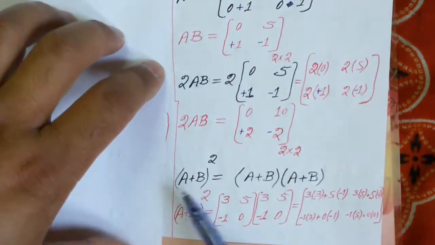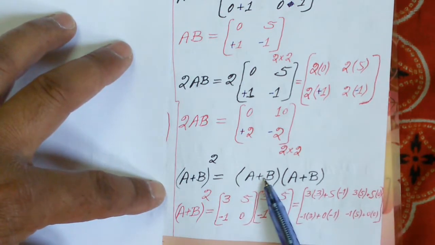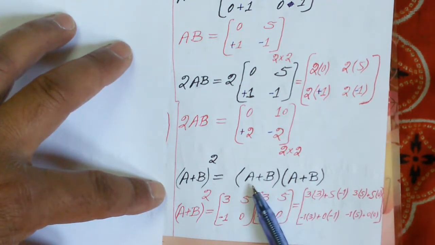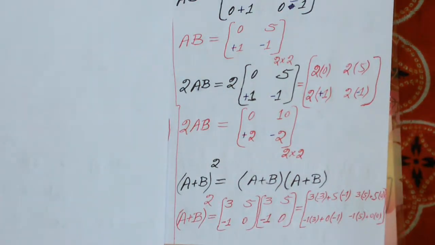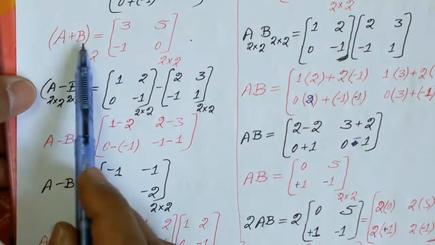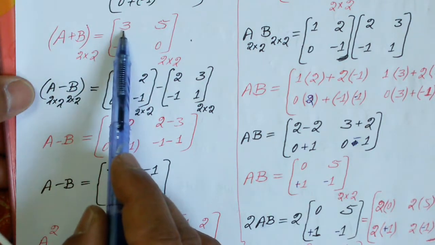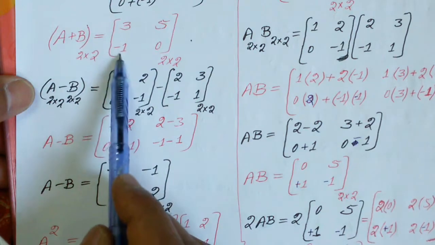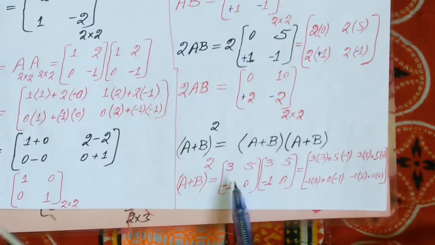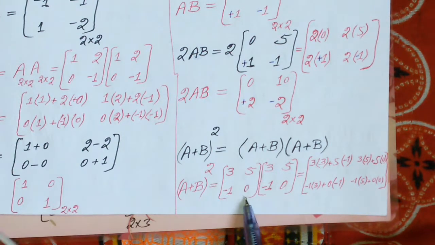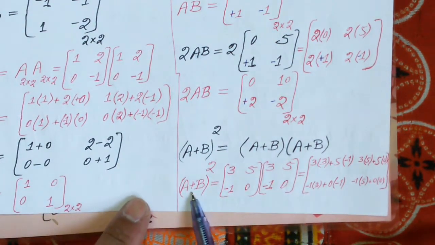Now to calculate A plus B whole square. A plus B whole square is equal to A plus B multiplied by A plus B. The resultant of A plus B is a matrix having elements 3, 5, minus 1 and 0. Substitute this matrix here: 3, 5, minus 1 and 0. Multiply this matrix with itself. We get A plus B whole square.